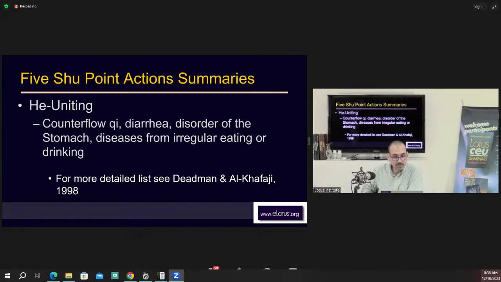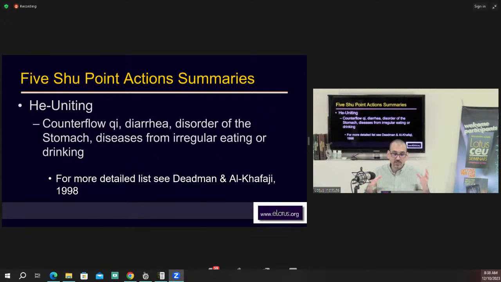The He uniting points treat counterflow qi. They treat diarrhea, disorders of the stomach, and diseases from irregular eating or drinking. So we can eventually understand the diarrhea, disorders of the stomach, and irregular eating or drinking when we're looking at the images of where the He uniting points map to on the body. And that we'll take a look at again shortly as a quick review, because it's important that that material is reviewed over and over again.